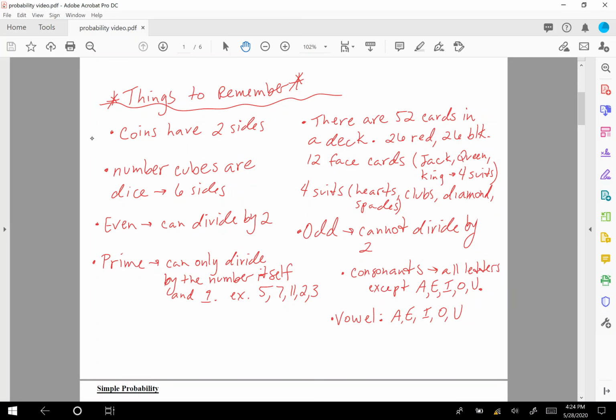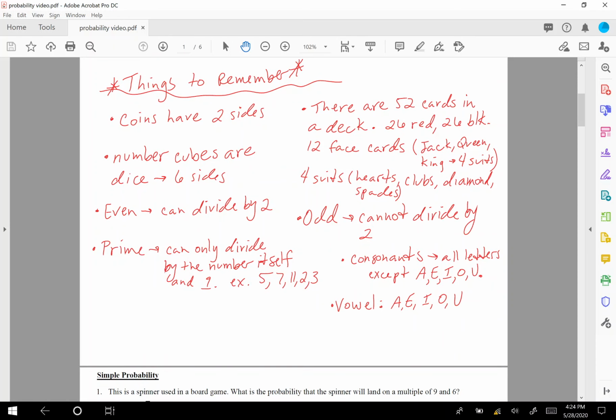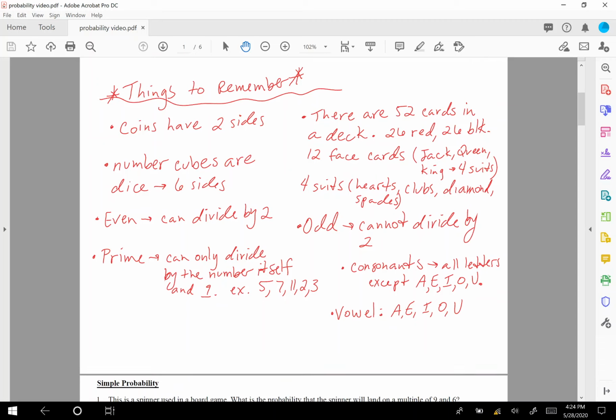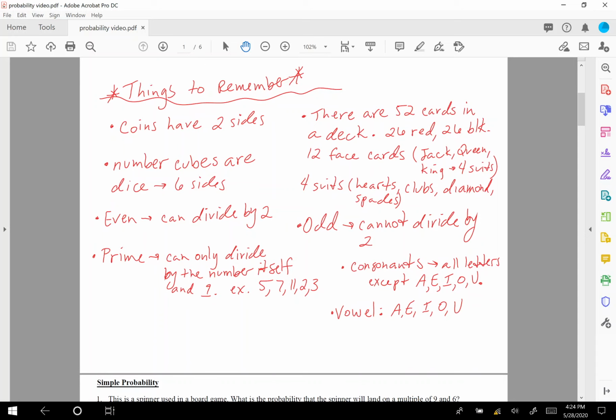Consonants, they're all the letters in the alphabet except for the vowels, which are A, E, I, O, and U. So like B, C, D, those ones. Just any letters that are not A, E, I, O, and U, because A, E, I, O, and U are vowels. Okay, and then the last major thing is about cards.